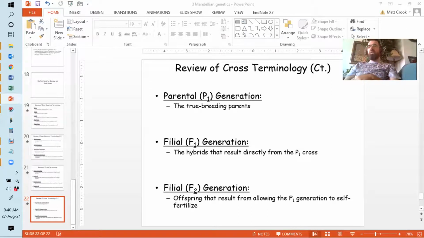So there are all combinations of alleles and all phenotypes have equal fitness. If you had a situation where one particular genotype resulted in that organism dying, then obviously the results of your cross are going to be skewed. They're not going to fit the pattern that they should.